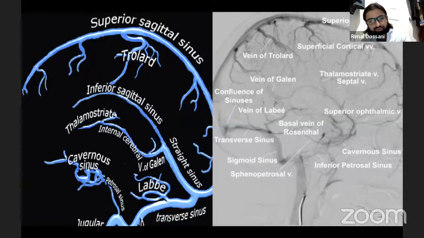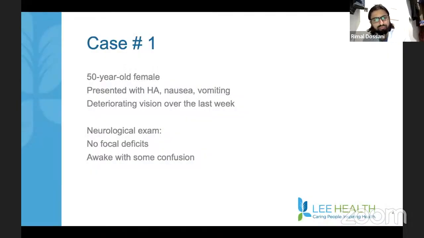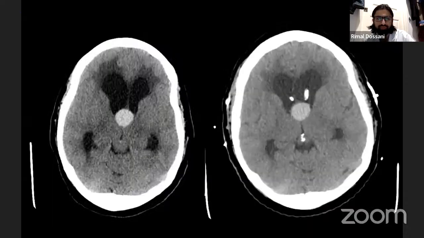I have two cases I'd like to demonstrate. These are classical neurosurgery cases, and something that I'm sure everyone will encounter at some point in their career. I was fortunate to encounter them early on in my career. This is a 50-year-old lady who presented with headache, nausea, and vomiting with deteriorating vision over the week prior to presentation. She had no focal neurological deficits. She was awake, but she had some confusion.